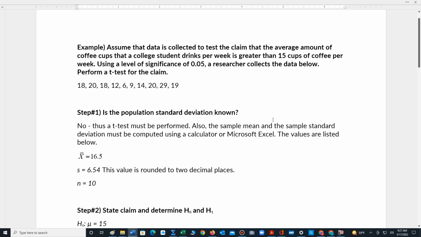In this video, I will demonstrate how to perform a t-test using raw data. We begin with the following problem.